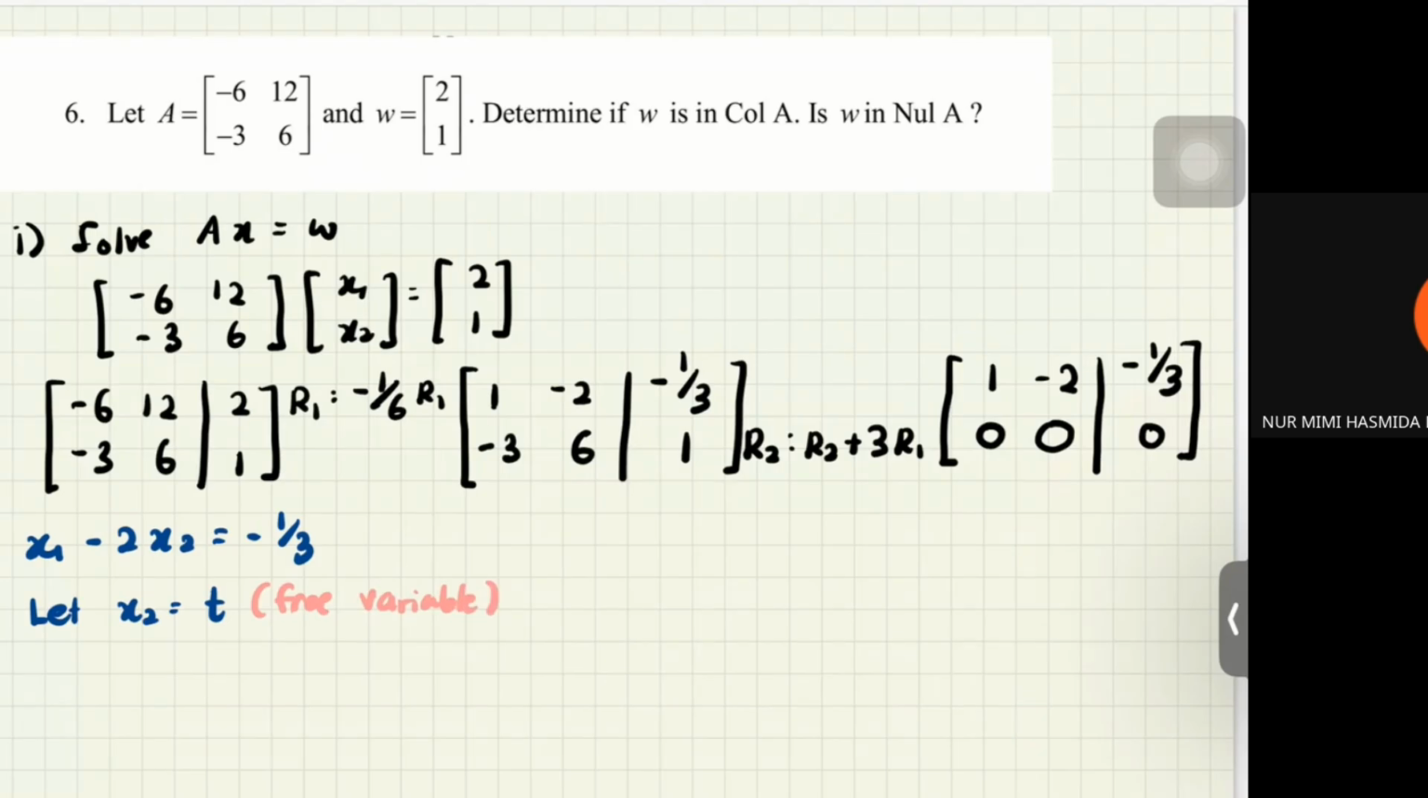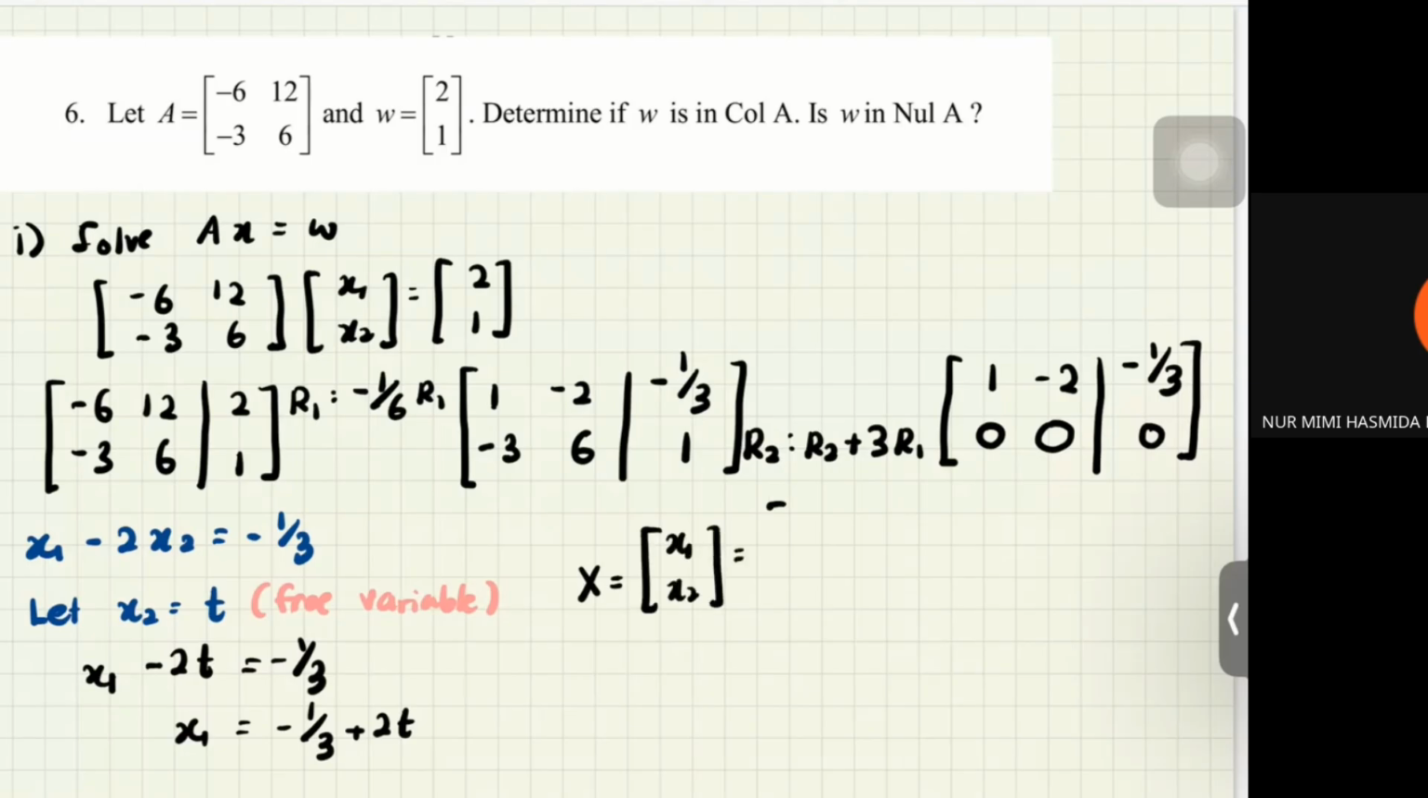So x1 minus 2t equals -1/3. So x1 equals -1/3 plus 2t. Okay, so your x equals (x1, x2), which is equal to (-1/3 + 2t, t).